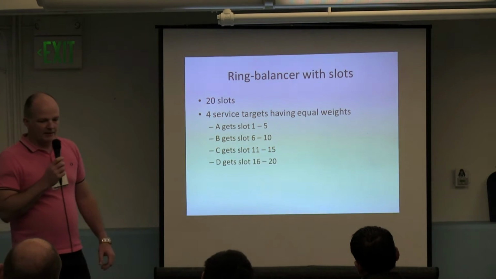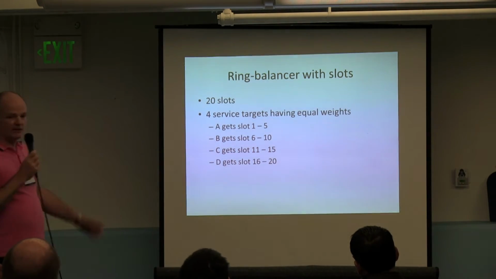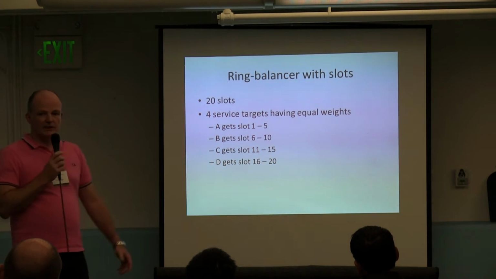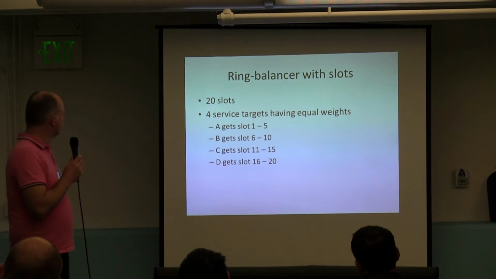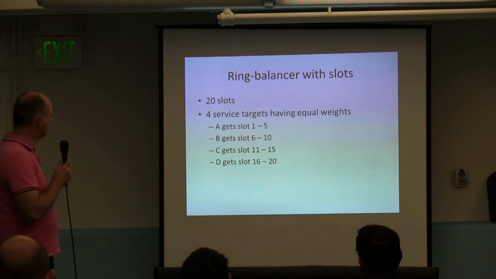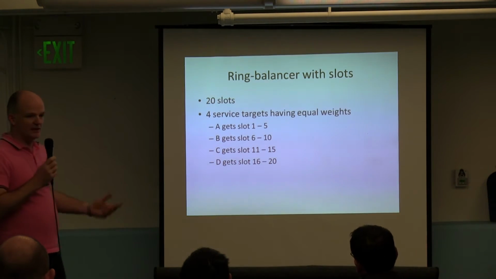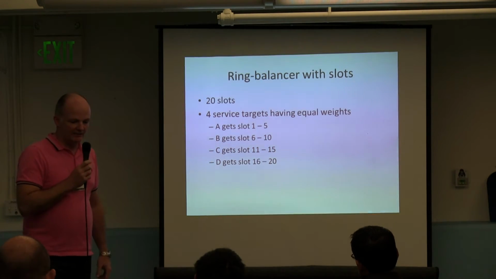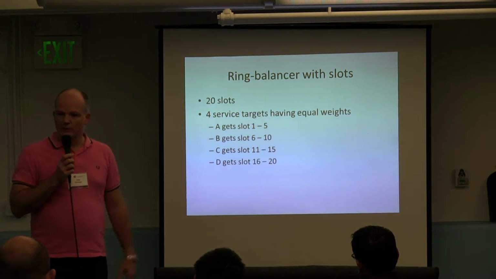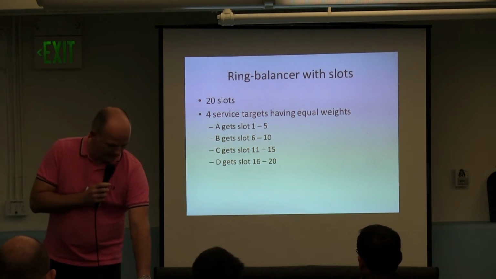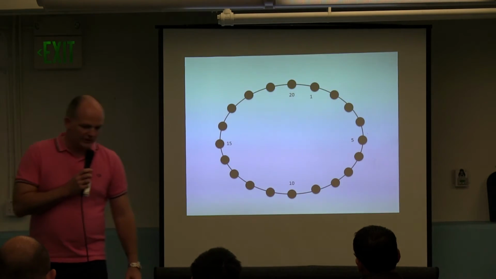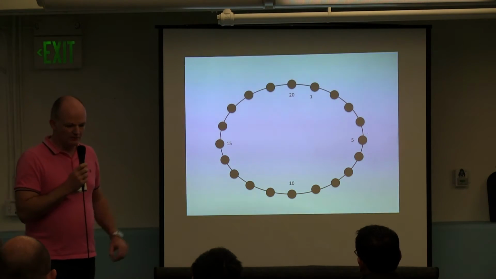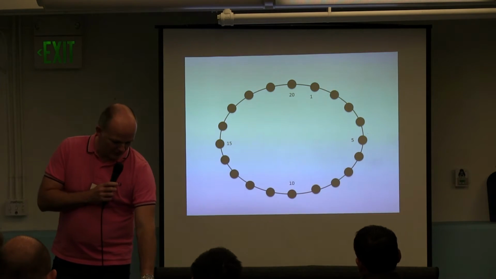So to make it a bit simpler, let's just take an example of how to do this. Basically what we create is a ring balancer. You'll see in the next diagram. Simple example: 20 slots, and we have 4 targets, A, B, C, D, each getting 5 slots, if they have equal weights, simple math. If you create a ring balancer, then you have 20 positions on the ring, obviously, and we're going to move the slots on there.